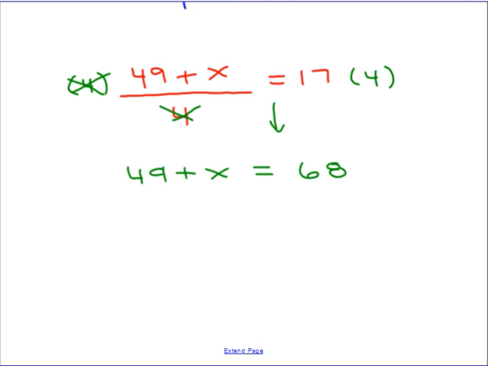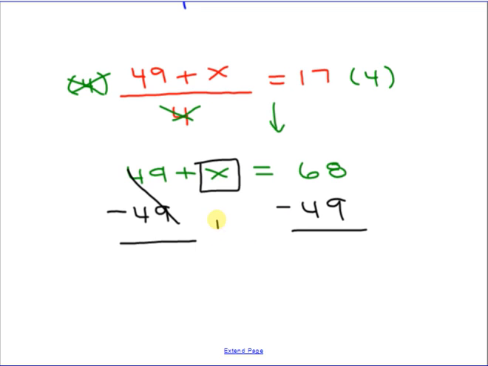And now I just solve for x. Box my variable, minus 49. That cancels. Minus 49. Bring down my x equals, so 68 minus 49 is going to be 19.